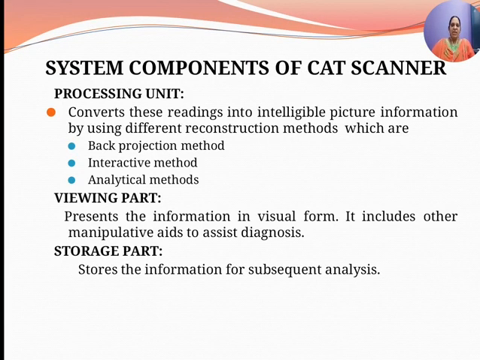The second unit is your processing unit. The processing unit converts these readings, the readings which are produced by the detector, into intelligible picture information by using different reconstruction methods, which are the back projection method, iterative method and analytical methods. So there are different methods to reconstruct the information that is being sensed by the detectors.